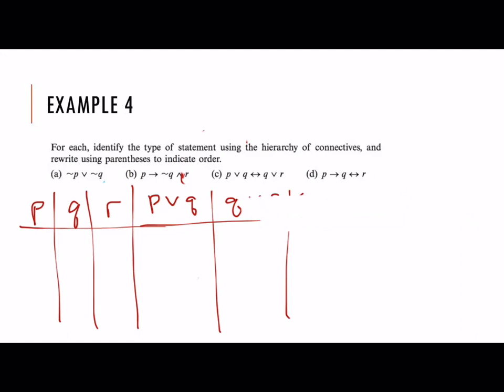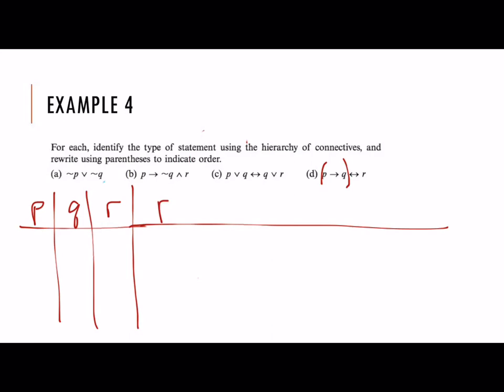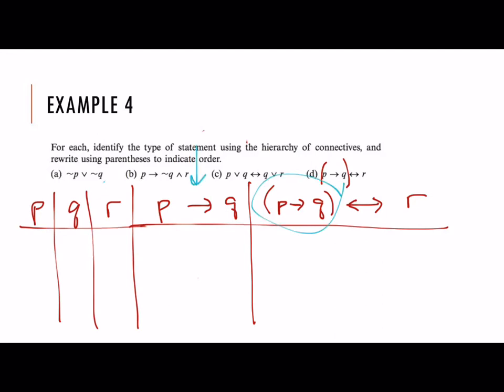Okay, and then finally in the last case for D, so columns for P, Q, and R, and then following along with the hierarchy, conditionals go before biconditionals, so this would get the parentheses. So I would next have a column for if P, then Q, and then I'm focusing on the biconditional in the next column, with R. I would look at the column for if P, then Q, and the column for R, and then I would use the basic truth table with the rules for biconditionals.